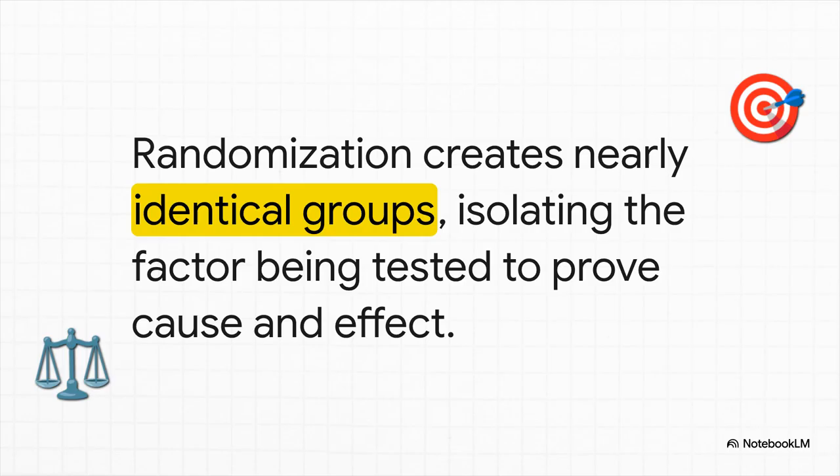And what you end up with is, well, it's incredible. You get two groups that are practically identical. Now, the only major difference between them is the one thing you're actually testing. So if one group has a better outcome, you can be pretty darn sure your suspect is the real cause, and not some hidden accomplice.